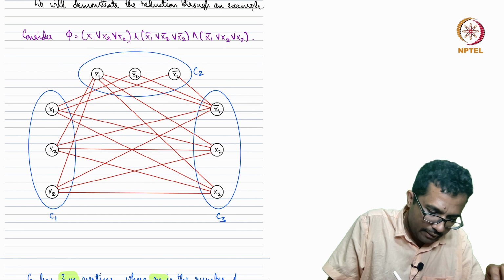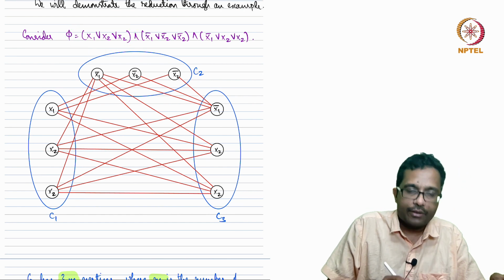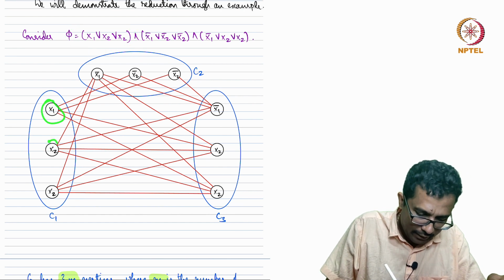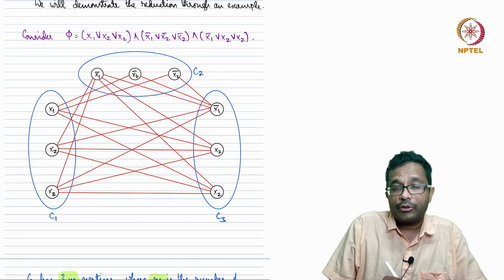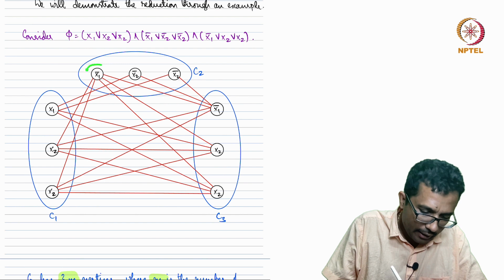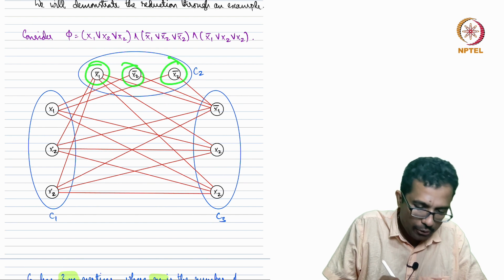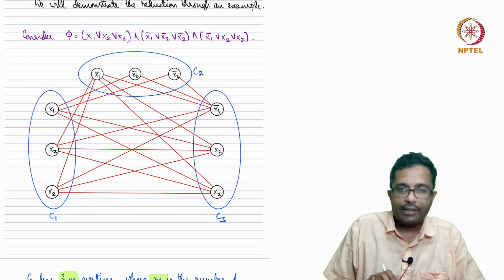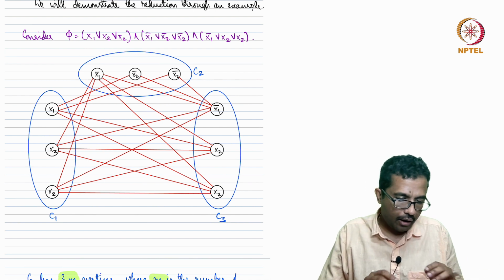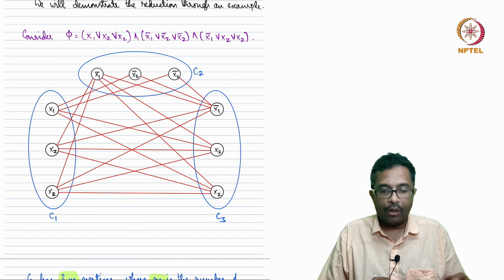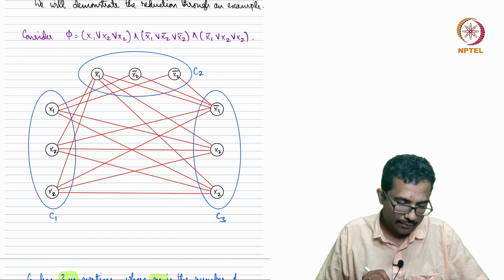So clause 1 is x1 or x2 or x2, so these vertices are x1, x2, x2. Clause 2 is x1 complement, x2 complement, x2 complement. Similarly for clause 3. So I have told you the vertices. Now how do we define the edges?